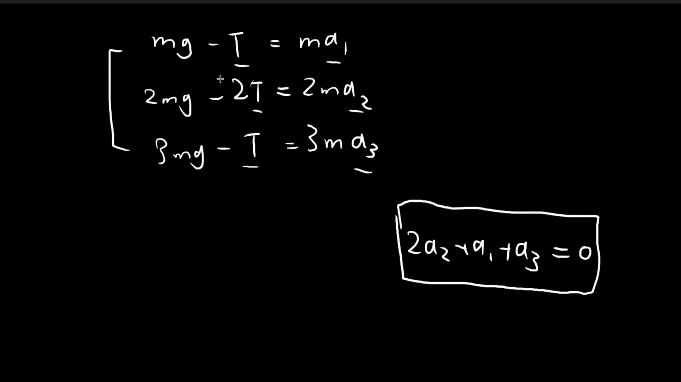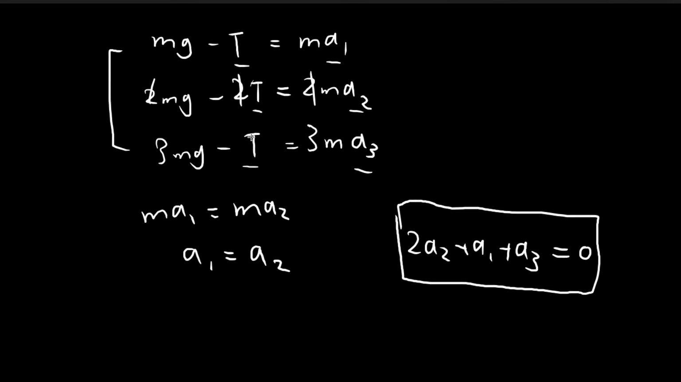In order to get rid of this, first of all, let's just take away the 2 over here from both sides, by dividing both sides by 2. And then you can see that mg minus t is equal to ma1, and then mg minus t is also equal to ma2. So that means ma1 is equal to ma2, which means a1 is equal to a2.